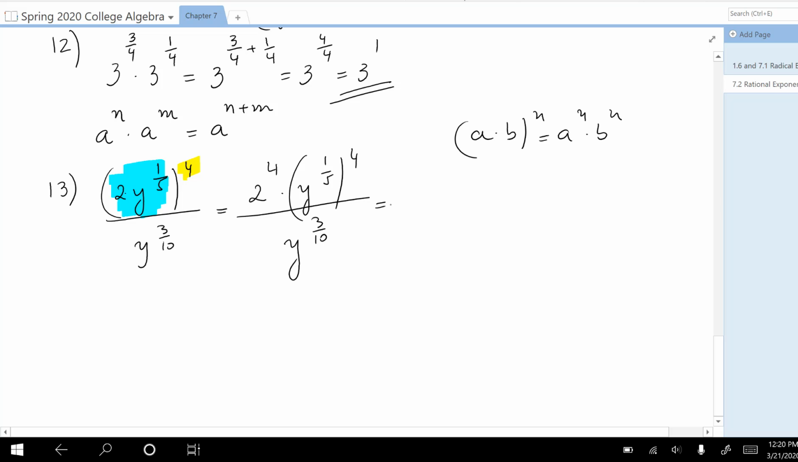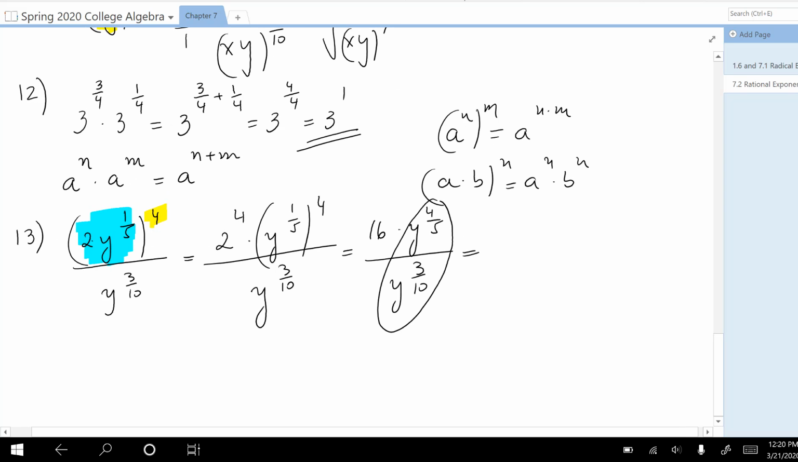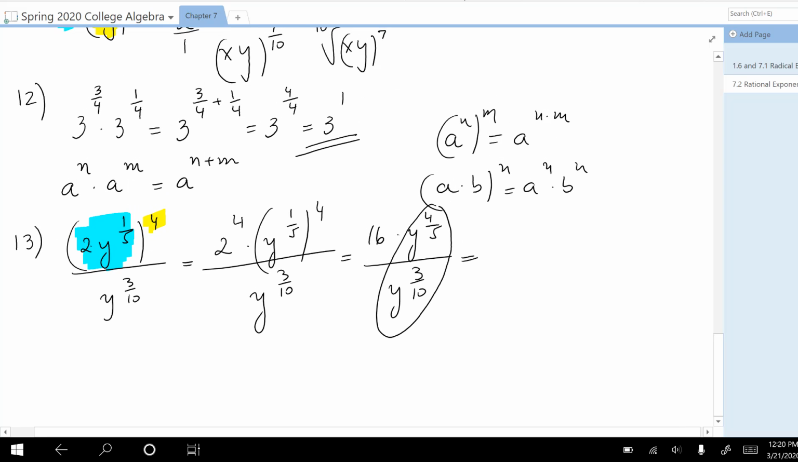So 2 to the 4 is 16, and then y^(4/5), because I used the formula (a^n)^m is a^(nm), over y^(3/10). Now, these two remind us of what formula? Try and think about it, pause it a bit, try to do it ahead, and welcome back.